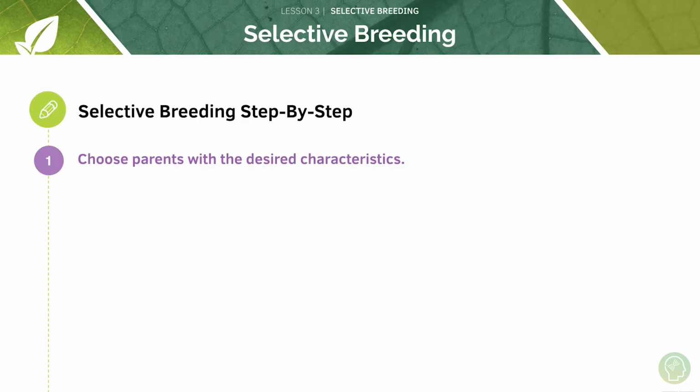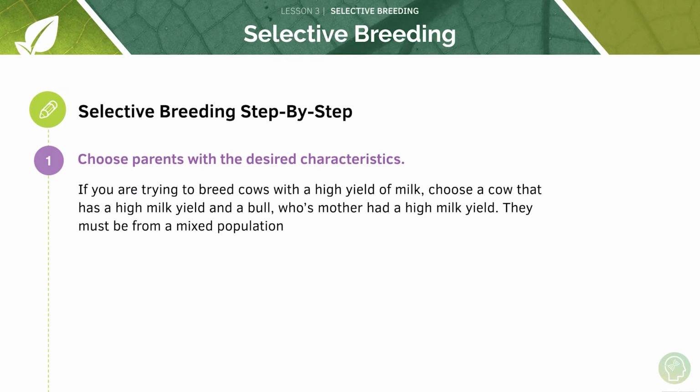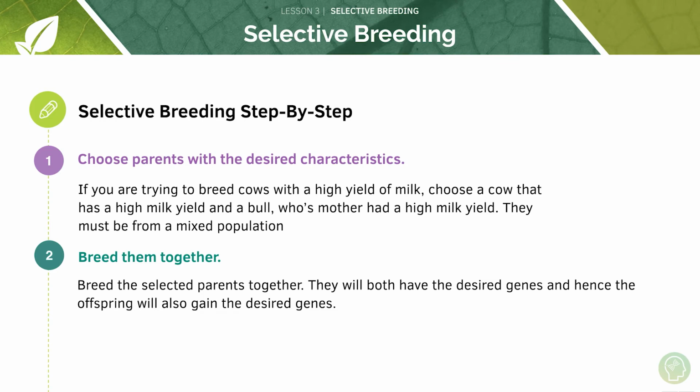Okay, so let's have a look at the mechanism behind selective breeding. First of all, we choose parents with the desired characteristics. So if you were trying to breed cows with a high yield of milk, choose a cow that has a high milk yield and a bull whose mother has a high milk yield. So they must be from a mixed population. We then breed them together. By breeding our selected parents together, the parents both have the desired genes, and hence the offspring will also gain the desired genes.